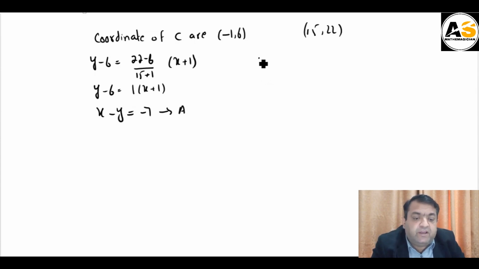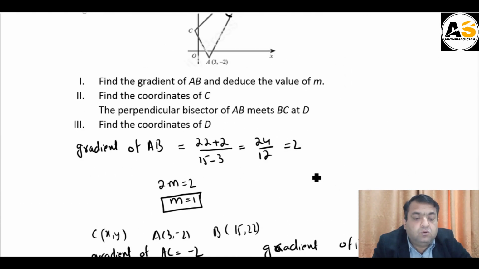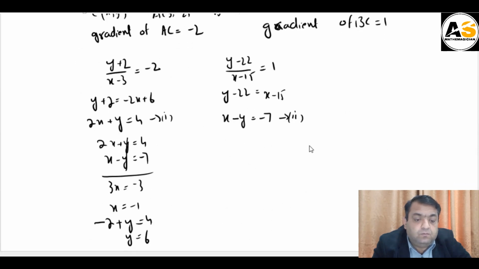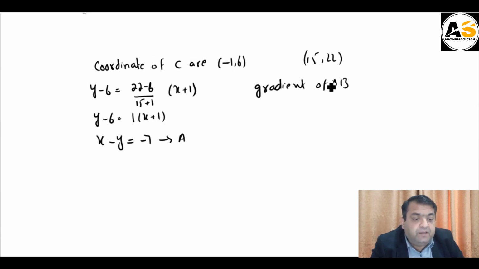What is the gradient of AB? We calculated the gradient of AB in the first part, which was 2. So from here I will calculate the gradient of the perpendicular bisector. Perpendicular means it is perpendicular to AB. It will be minus 1 by 2.